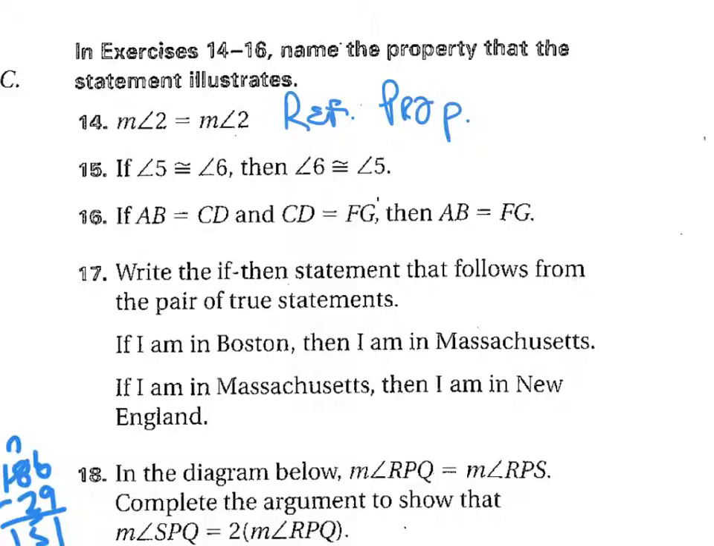There we go. 6 or 15. If 5 is equal to 6 and 6 is equal to 5, they just flip-flop back and forth. That's symmetry. And then the last one, if AB is equal to CD, CD is equal to FG, then AB is equal to FG. This is the part that connects them, all right? So this is called the transitive property.